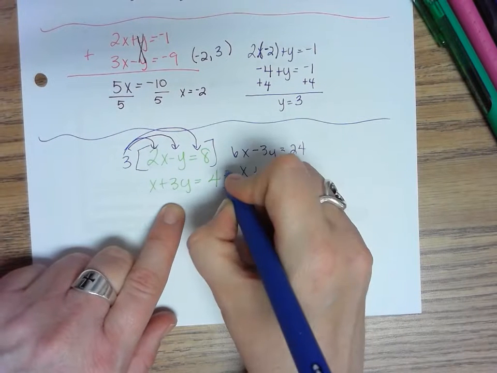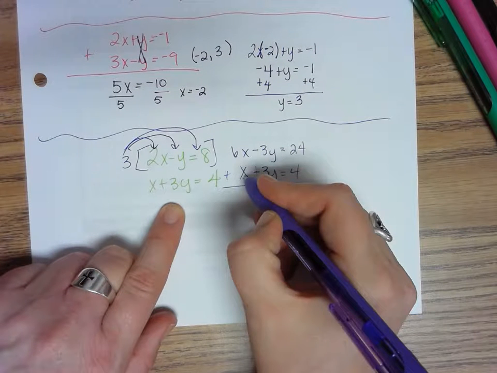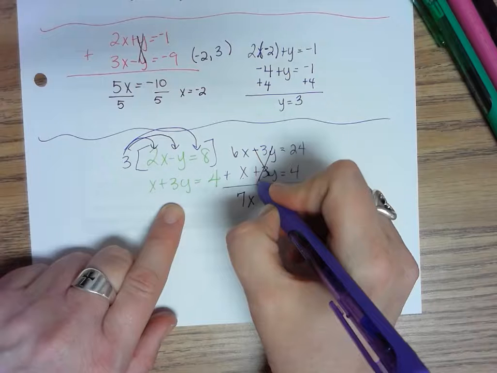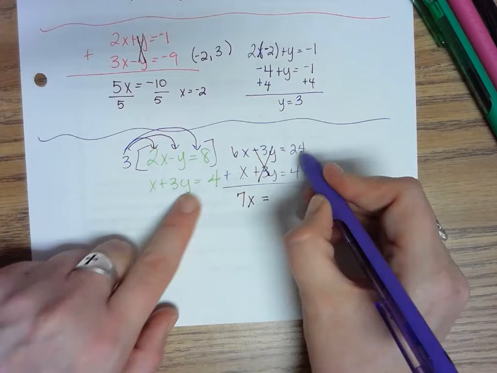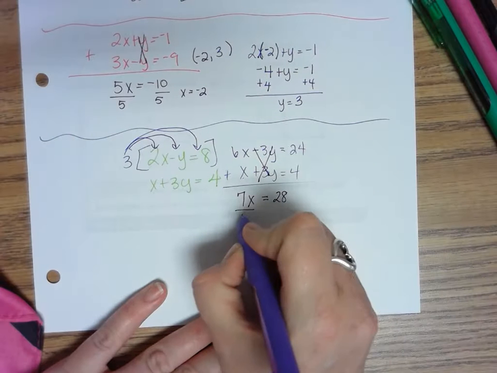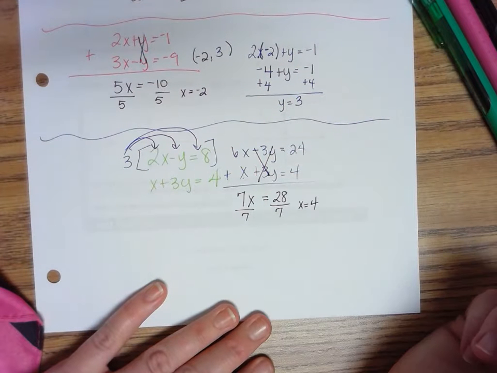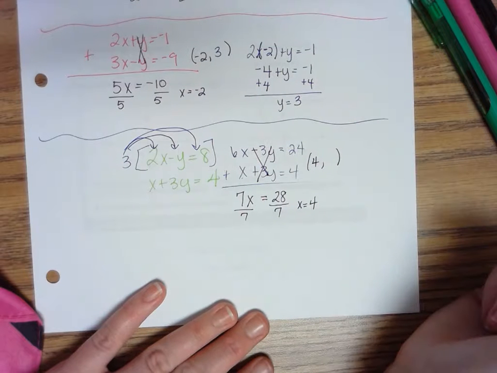And now we're ready to add. 6x plus 1x is 7x. Eliminate. Negative 3 plus 3 is nothing. 24 plus 4 would be 28. So I'm going to divide by 7, so I know x is 4. Remember, I'm looking for the point of intersection, and I know x.